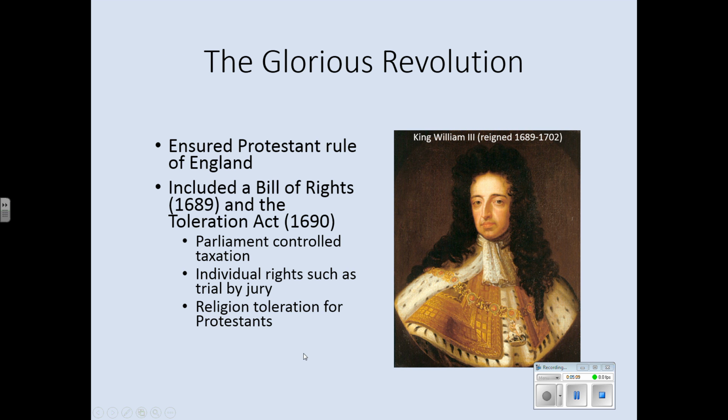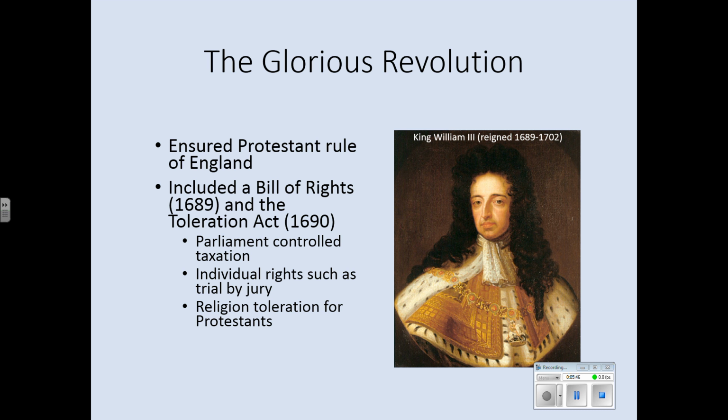Now, one of the things that the Glorious Revolution did was to ensure Protestant rule of England. At the same time, William III, who was married to Queen Mary, the oldest daughter of James II, who was a Protestant, was Dutch. And he really didn't have any experience in England, but they were desperate to find somebody else who was somehow connected to the royal family to be King of England.